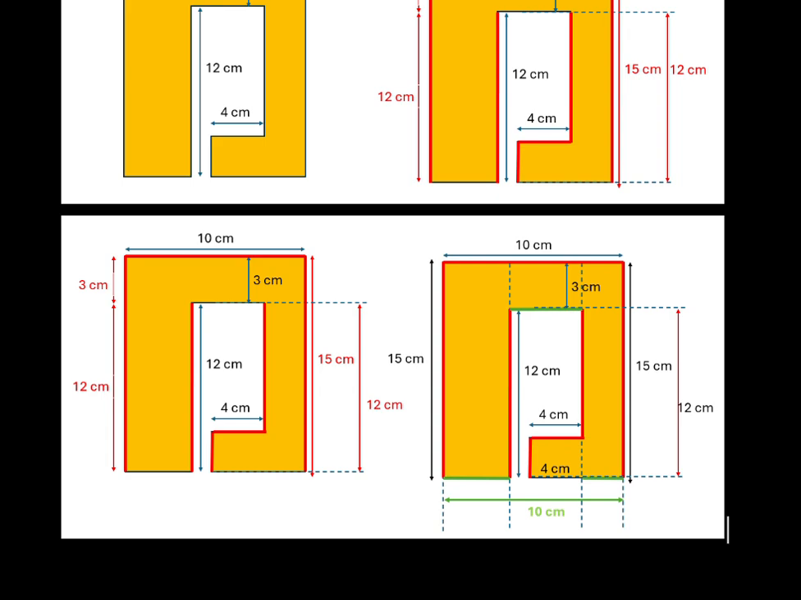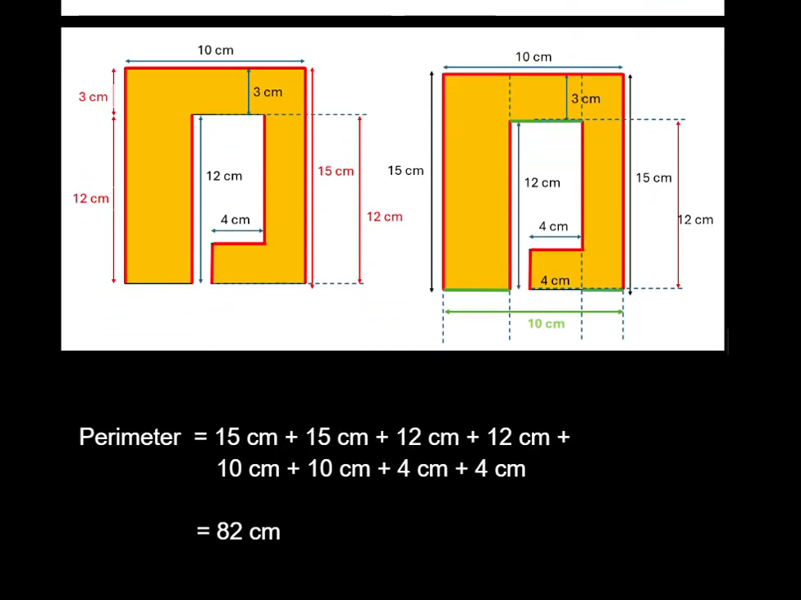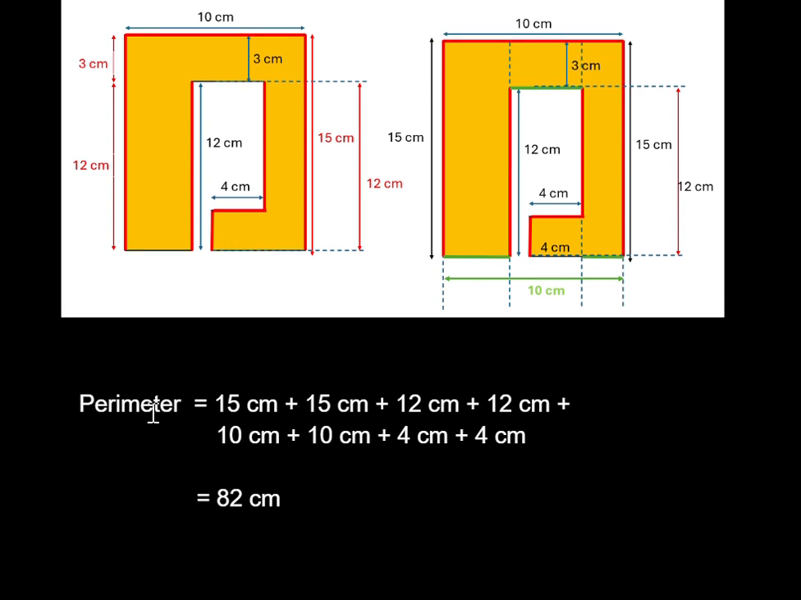Okay, so now we have all the lengths that are required for my answer. So the perimeter is 15 plus 15. So this is the 15. This is another 15. 12 plus 12 is actually this 12 centimeter plus this one and this one is also 12 centimeter. 10 and 10 is actually the top 10 here, and the 10 here that is created by these 3 green lines. And of course, not to forget the 2 4 centimeter. So you end up with 82 centimeter. And that is the perimeter of this diagram.